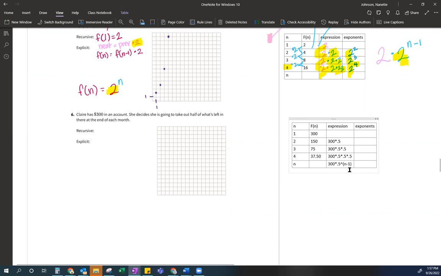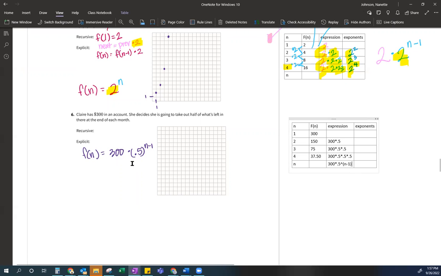So there goes my explicit rule right there. I'll use f of n. So f of n is equal to 300 times 0.5 to the n-1. And Ms. Johnson, why did you put the n-1 in parentheses here, but you didn't over here? The reason I didn't was because it's clear to me who the exponent is here, see, it's up here. Here, it's not clear who the exponent is. So that's why I included it there.